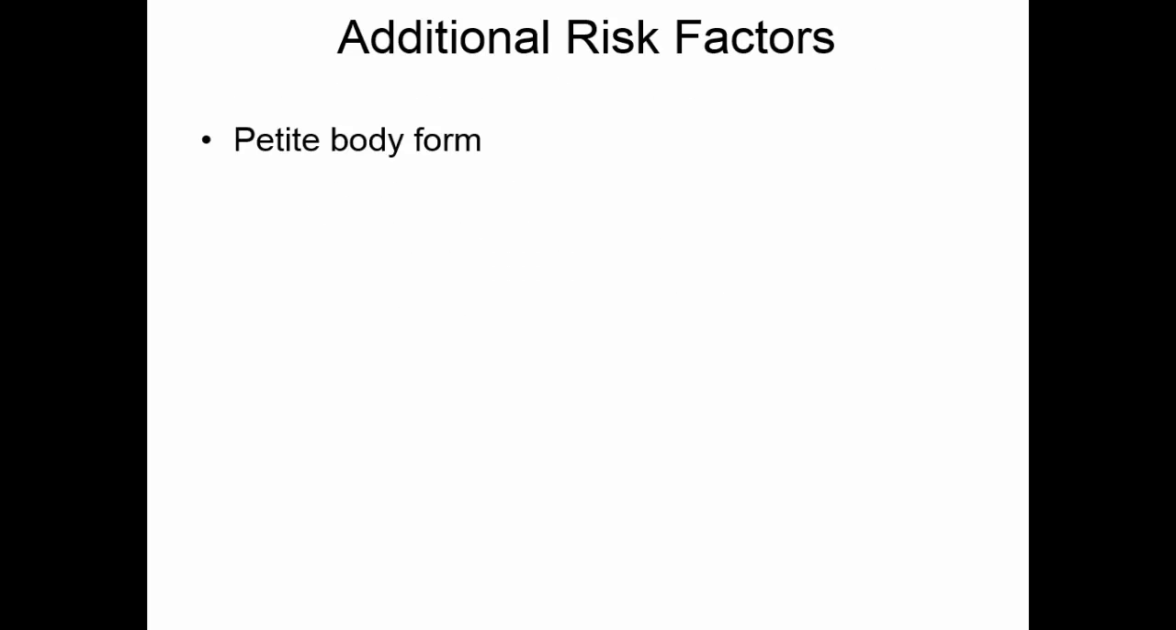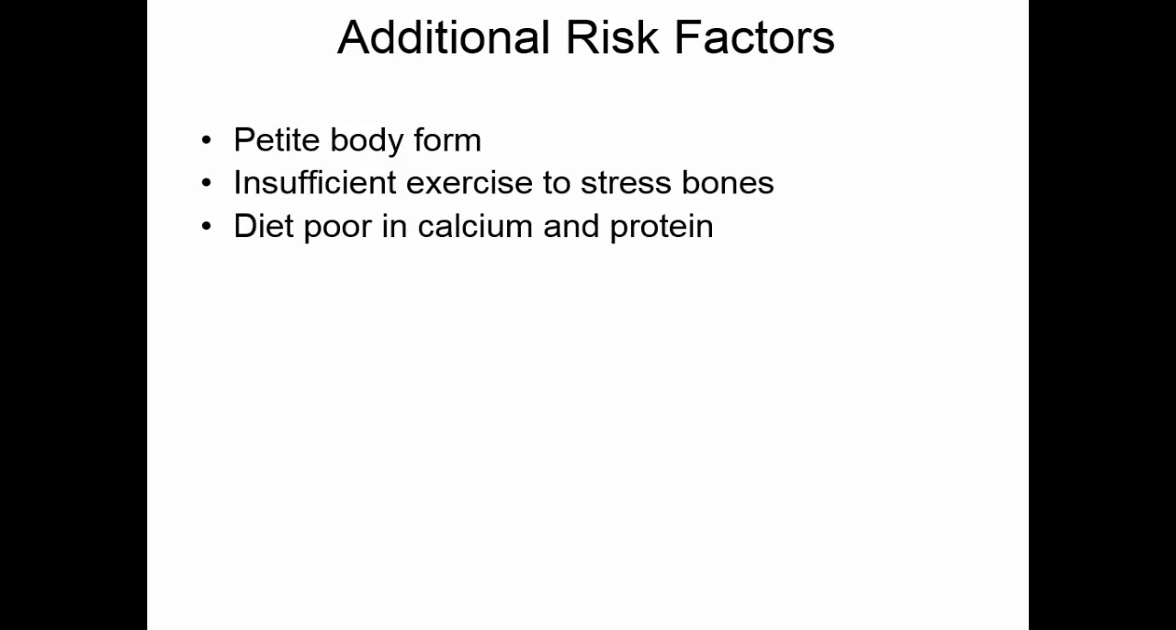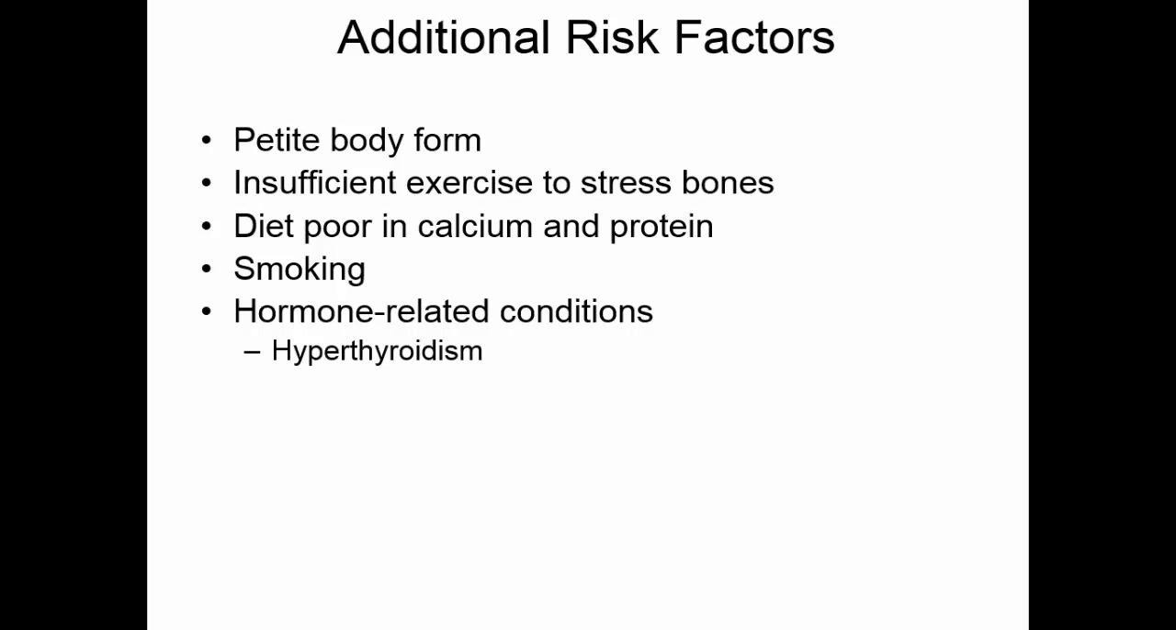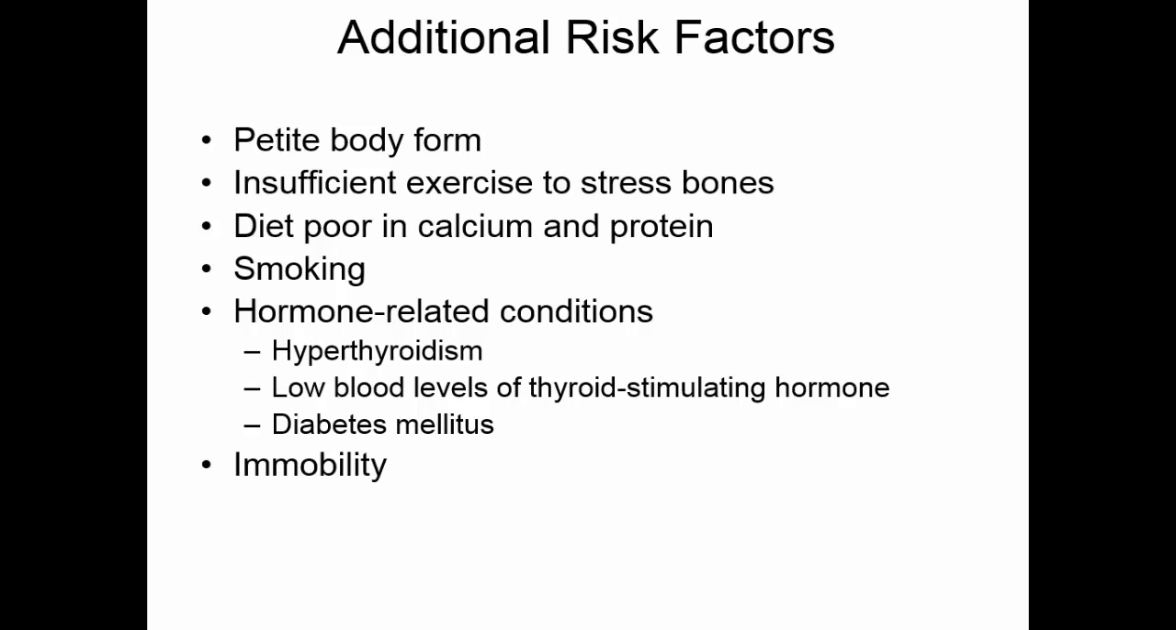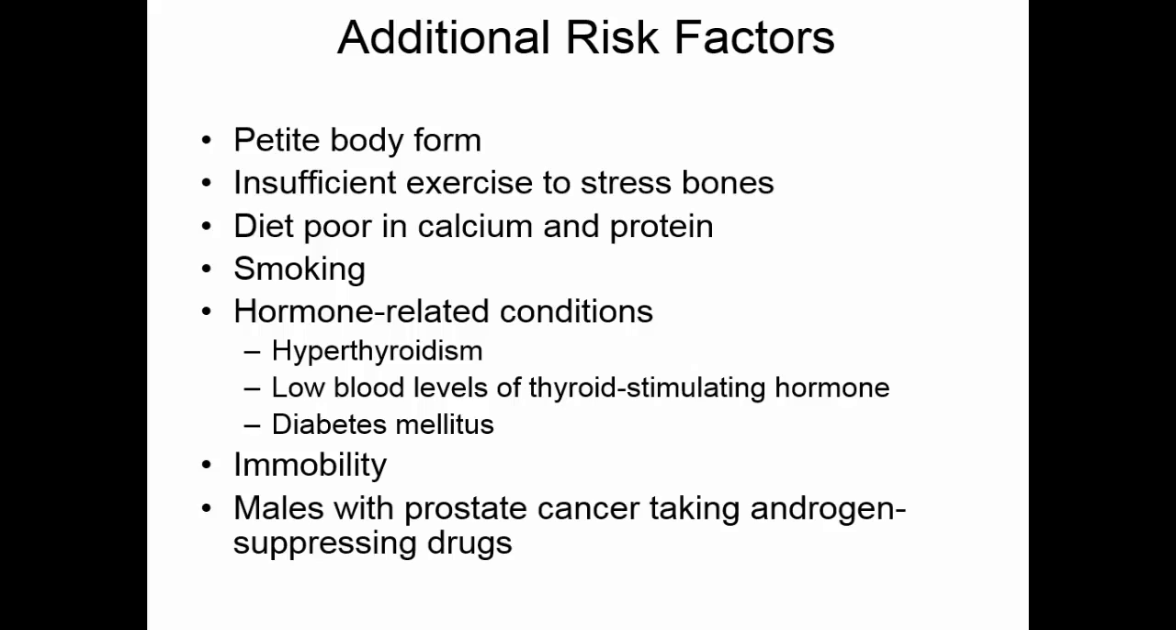A petite body form is one, insufficient exercise to stress bones, a diet poor in calcium and protein. Smoking is a risk factor for osteoporosis, and there are a few hormone-related conditions that lead to osteoporosis: hyperthyroidism, low blood levels of thyroid-stimulating hormone, and diabetes mellitus. If bones are immobilized for any reason, this increases the risk of osteoporosis. Males with prostate cancer who are taking androgen-suppressing drugs are also at risk for osteoporosis.